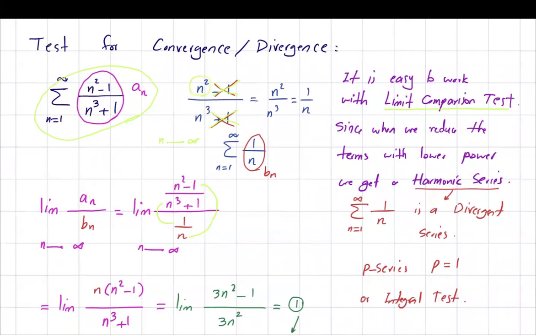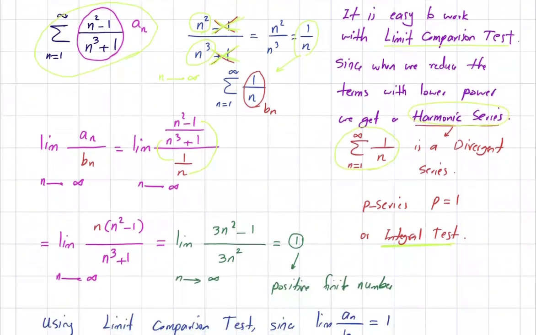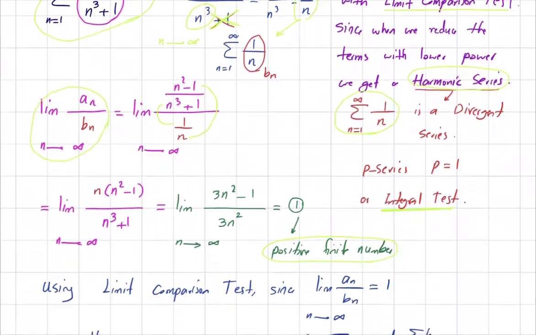Comparing to n squared, minus 1 goes to infinity much slower. Comparing to n cubed, 1 goes to infinity much slower. So this is comparable to 1 over n, which gives you the series 1 over n, which we all know is a harmonic series. As a p-series, this is a divergent series. You can also use the integral test to verify that. The limit comparison test says, if you take the limit of a_n divided by b_n as n goes to infinity, and the outcome is a positive finite number, then the convergence and divergence of these two series are the same.